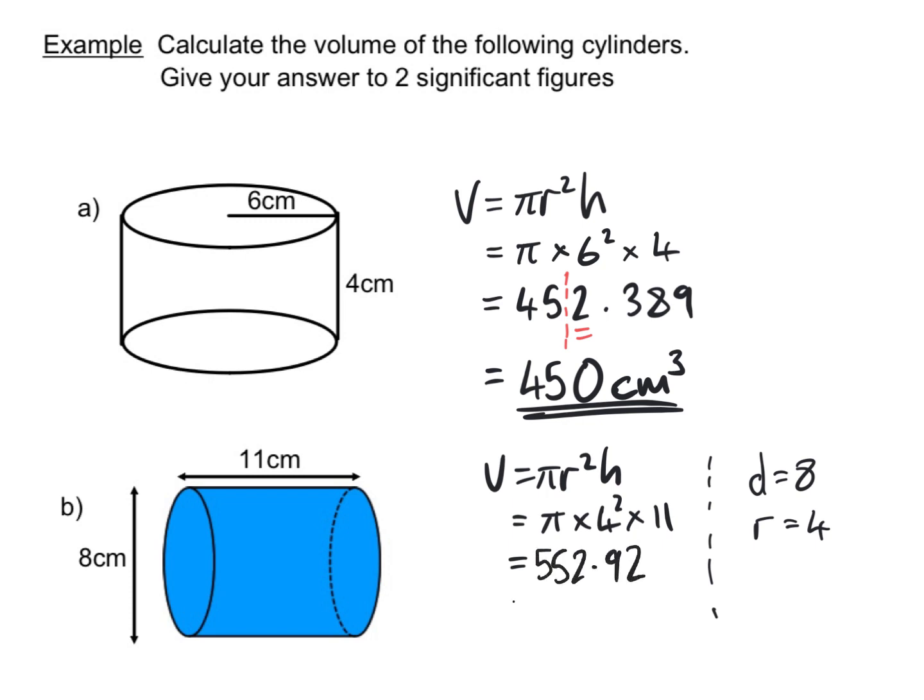552.92. And remember, we need to round this to two significant figures, so we're going to make a cut-off after two significant figures, so after this 5, and we're going to look at this next number, which is the 2, and then because it's a 2, we're going to round down. That's going to stay as 55, but again, that 5 represents 500, so I need to have 3 digits before my decimal point. And that is again centimetres for length, so cubic centimetres for volume.